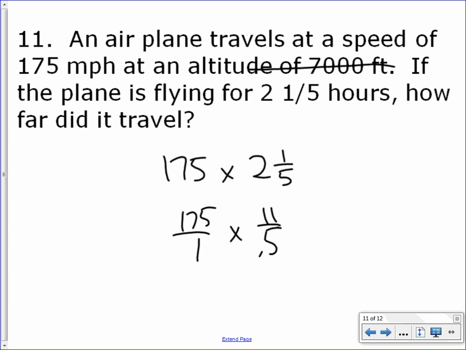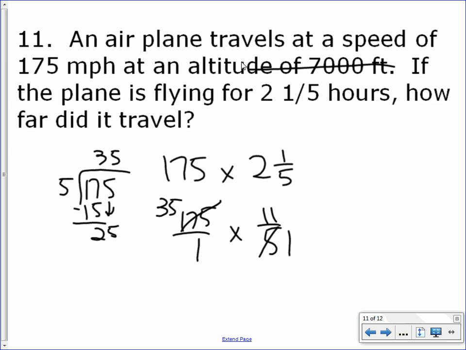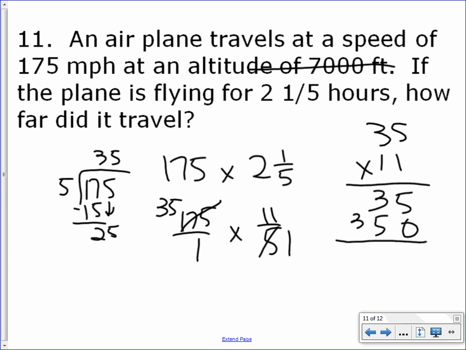I can cross reduce. 5 goes into 5 once. 5 goes into 175 35 times, so this changes to 35. So I know it's going to be a whole number because 1 times 1 is 1 on the bottom. Now I do 35 times 11, which is 385. So your answer is 385 miles.